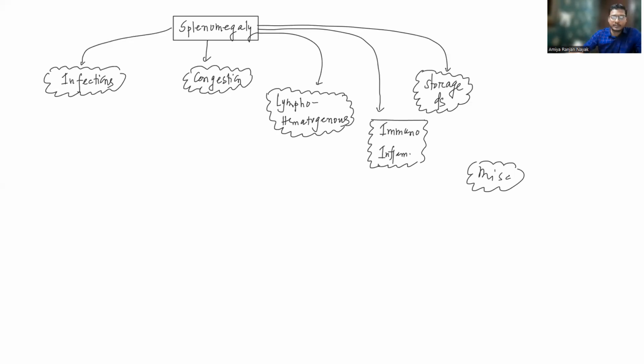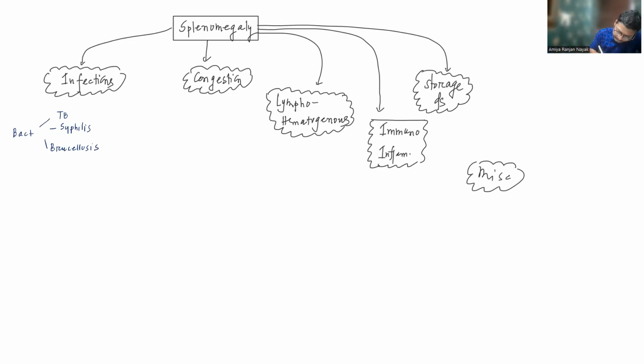Now let's start with infections. Infections are very important causes of splenomegaly. Now, virtually any bloodstream infection can cause splenomegaly, but I'll just write down the important ones. So, among the bacterial infections, tuberculosis, syphilis, and brucellosis, these are the important causes.